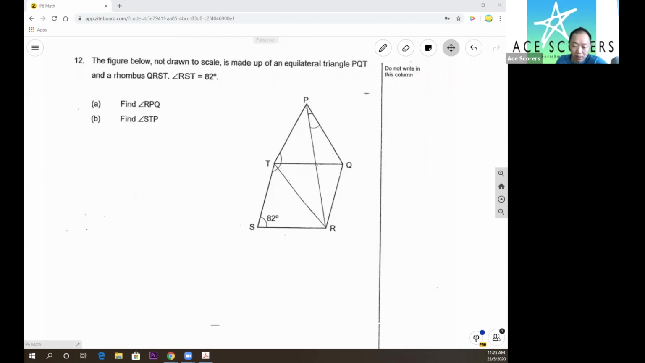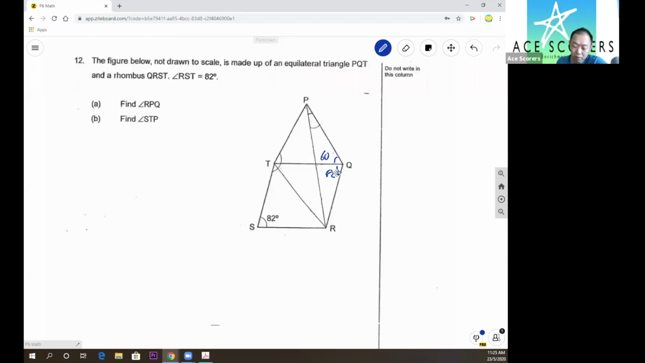Okay, so PQT is an equilateral triangle. That means here 60 degrees. There's also 60 degrees, right? And the rhombus QRST, QRST 82. That means here also 82. Okay, that's the rhombus. So find RPQ.